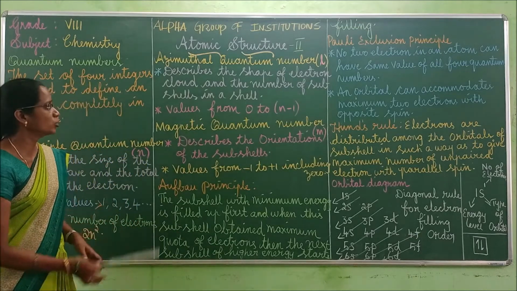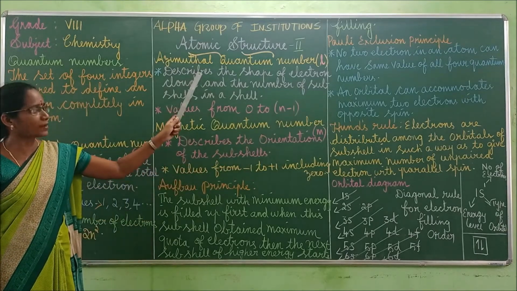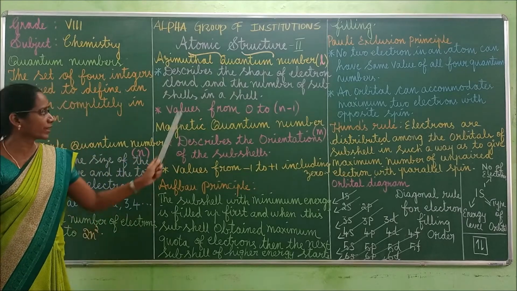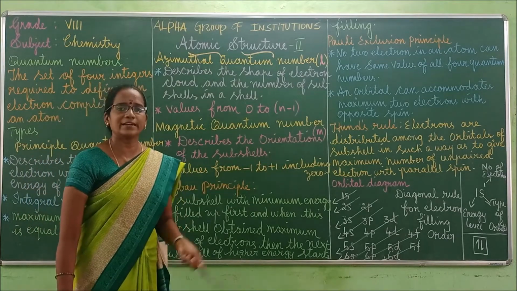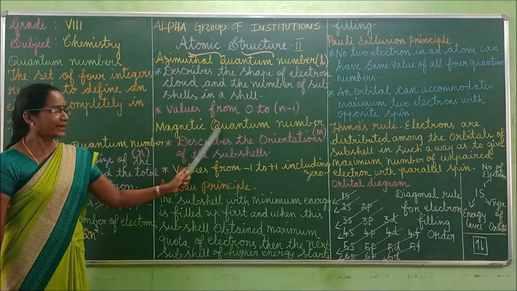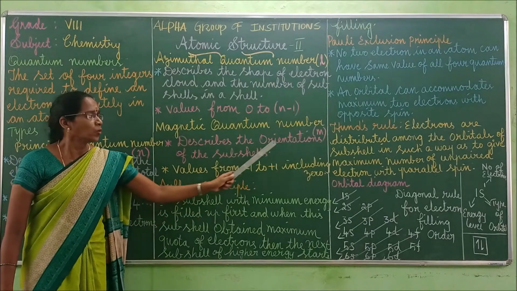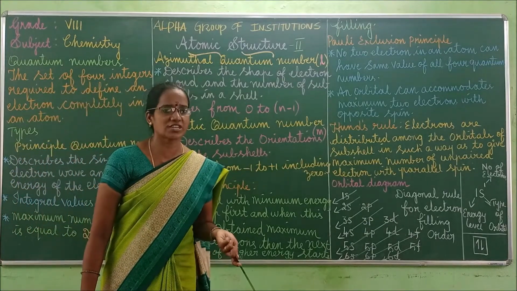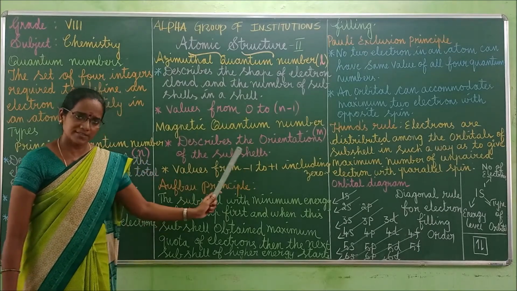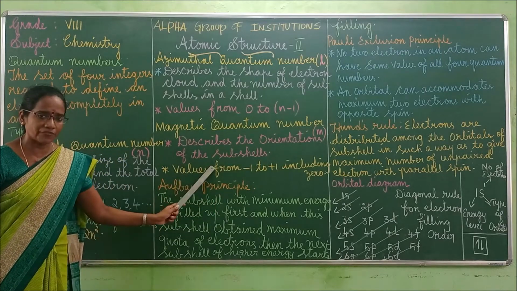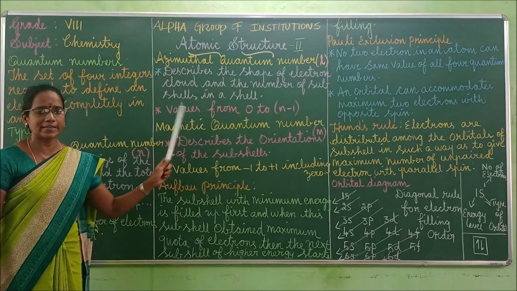It has values from 0 to n minus 1. This is the value we have to use for calculating the azimuthal quantum number. Next one is the magnetic quantum number. It is represented by the letter small m. The magnetic quantum number describes the orientations of the subshell. Orientation is nothing but the position. Its values range from -l to +l including 0.